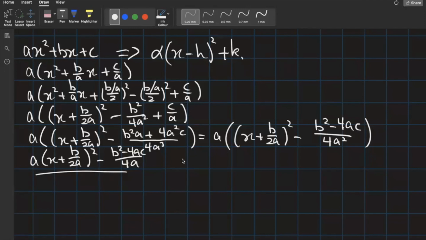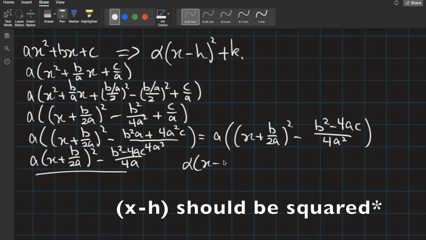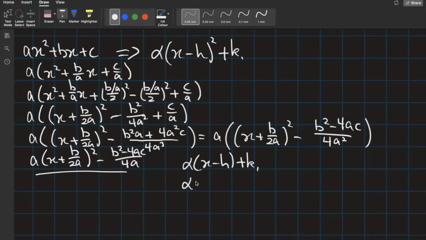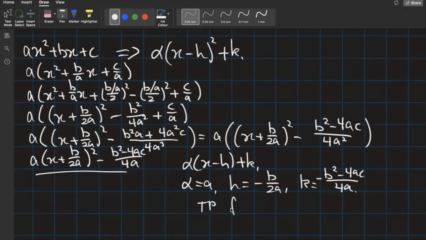So what we have here is an expression which is in the form alpha (x minus h) squared plus k. All we have here is that alpha is equal to a, h is equal to negative b on 2a, and k is equal to negative (b squared minus 4ac) divided by 4a. And this here is our turning point form, which is exactly what we wanted to get out of completing the square. So step 1 is complete.